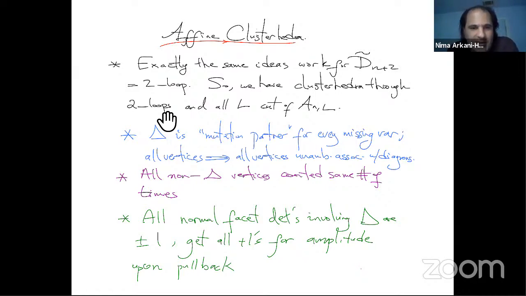In these examples, once we cut off this infinity, there are naively missing cluster variables. And the remarkable thing is that delta is the stand-in for every missing variable in every direction. And that allows us to unambiguously associate all the vertices of this clusterhedron with diagrams. All the vertices that don't have to do with delta are counted the same number of times. And all the normal facets also involving delta give us plus minus 1. So again, we get these for the determinant. So we get all plus 1s for the amplitudes when we pull back.